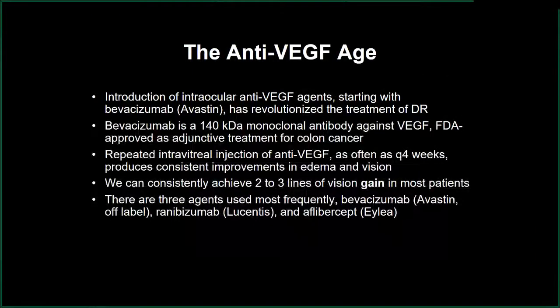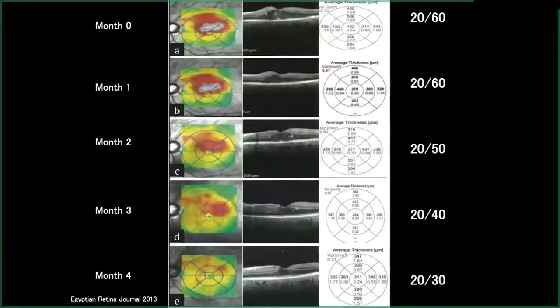There are other agents. So there are 2 other agents that are FDA approved, Ranibizumab and Aflibercept. They are both still on patent and they're much more expensive. Here's an example of a patient who comes in, diabetic, complaining of blurred vision in the left eye. Take a look at the OCT. They have macular edema. Okay, they get in there, that 20/60 vision. They get an injection of Bevacizumab.